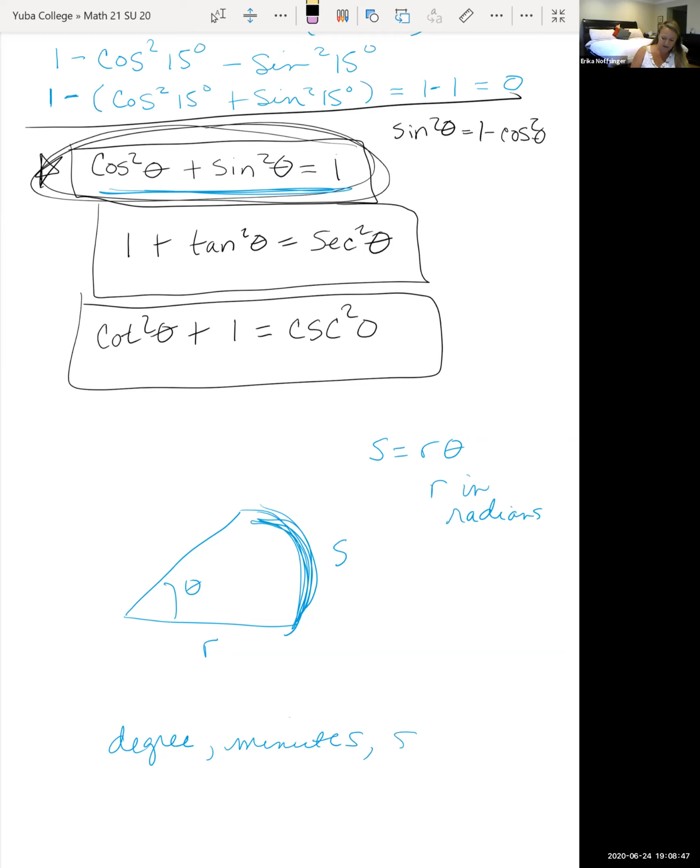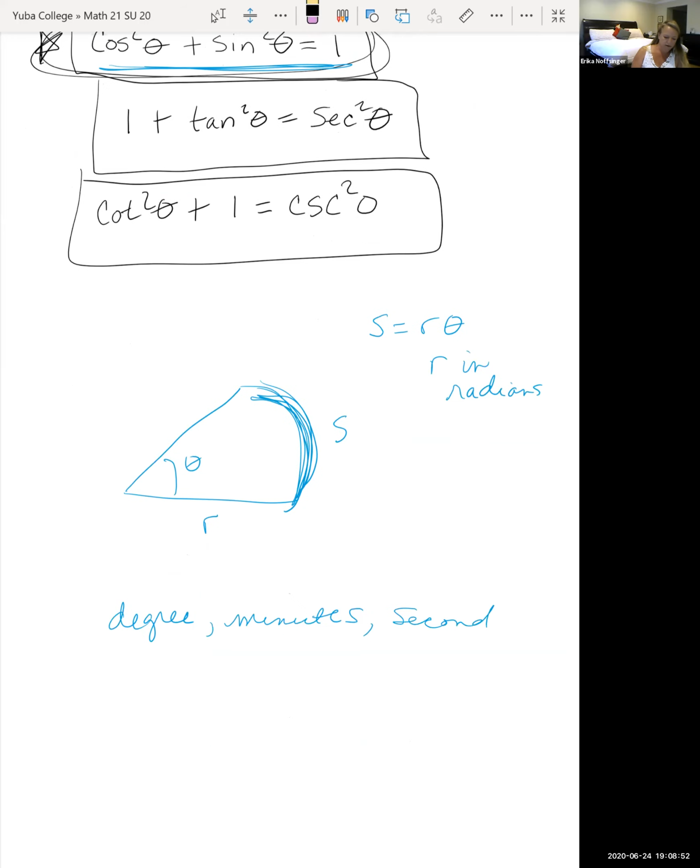If I did one of those, I would just give you one of them. What else do we have? Angular and linear speeds. So that was how fast is your point moving along, rotating, or how fast is this angle moving as we're rotating?